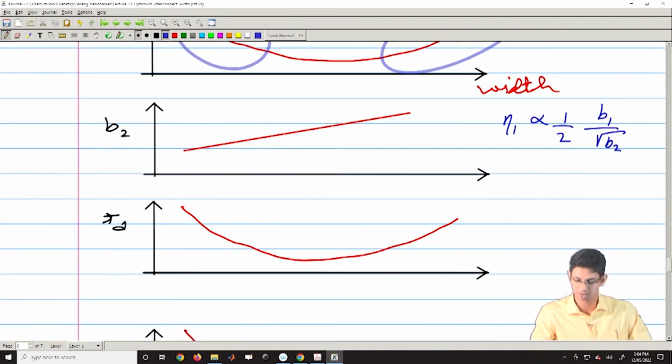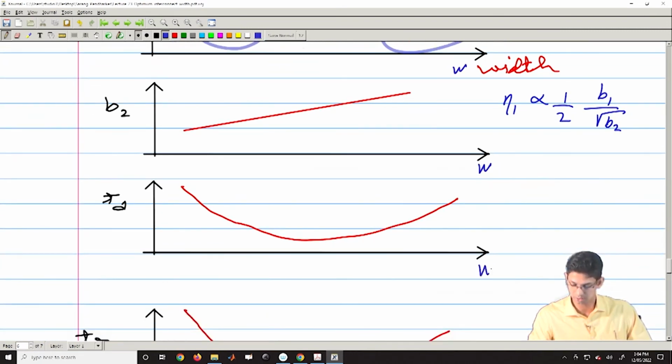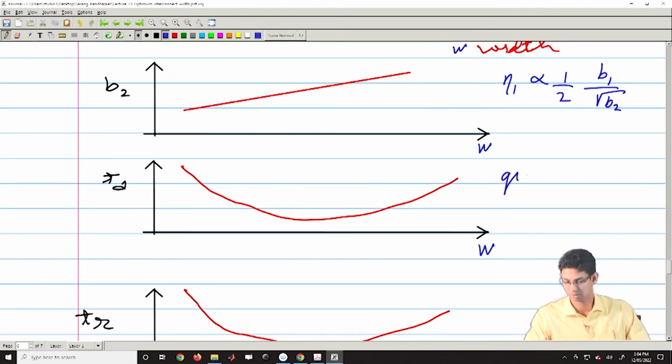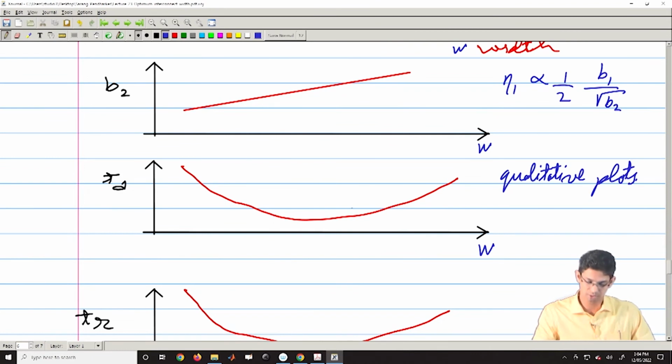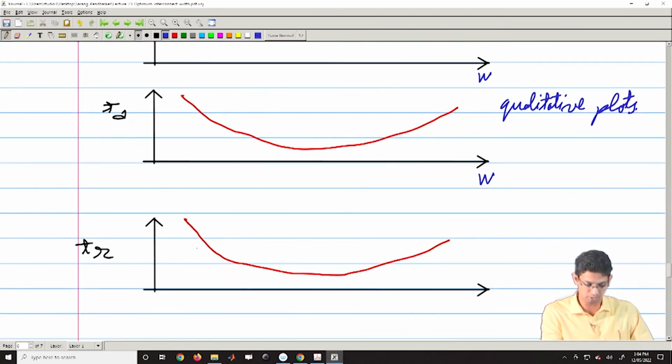So, again this is width, and this is again qualitative plots only. Right. So, your width delay would change like this, and similarly your rise time would also vary like this.